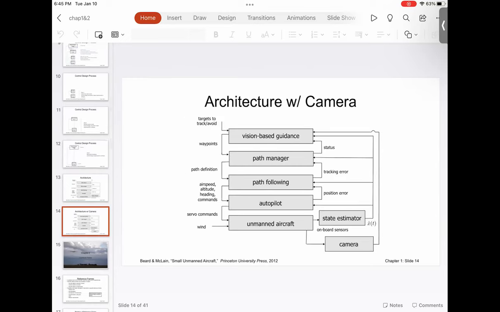If you were to add an external sensor like a camera, or if you were to add some type of vision-based guidance, then it sits on top of the path manager. So you can implement some type of obstacle avoidance, or maybe you can do real-time maneuvering of the aircraft, or you can perform some type of object recognition. So this is the whole structure of the course. This course is going to be a lot of fun.